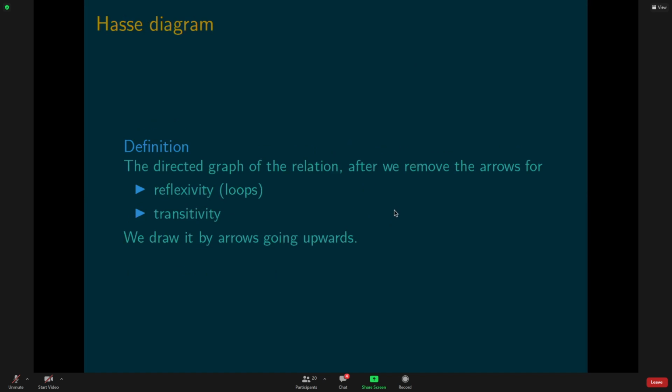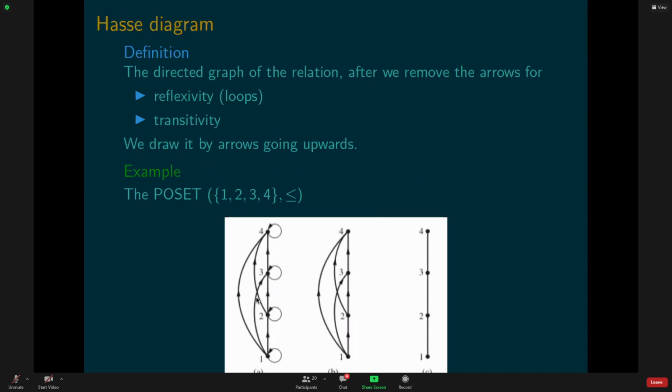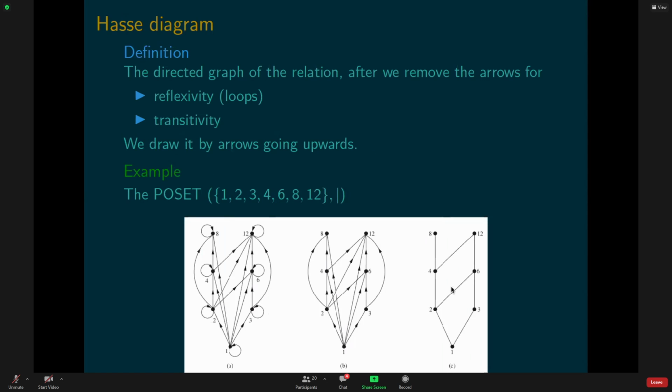And the Hasse diagram is if we take the directed graph for the relation, then we remove loops and transitivity condition, right? So we take this and we remove the things that we don't need that are implied by the rules of an order relation, and then we have the Hasse diagram. So this is another Hasse diagram. We start with this and we remove the unneeded stuff.